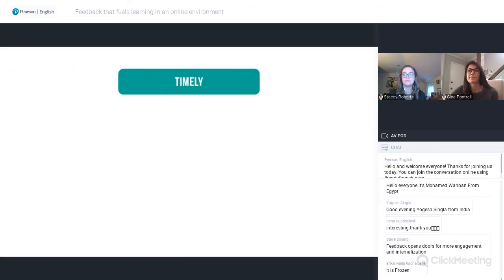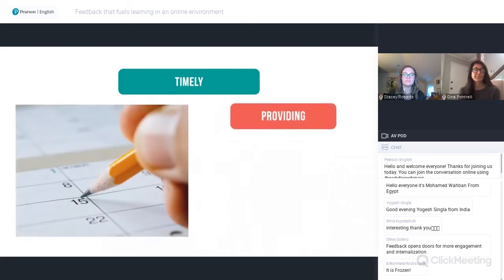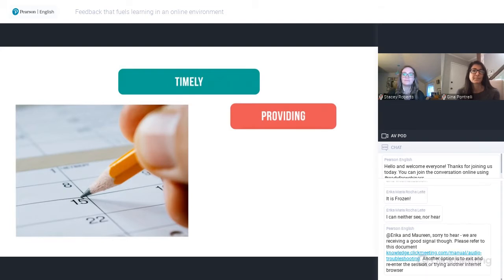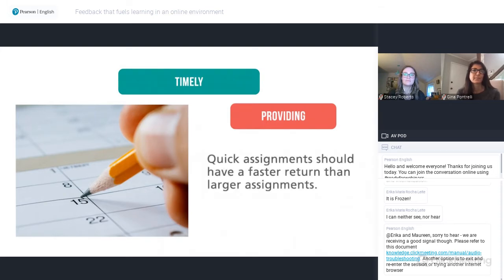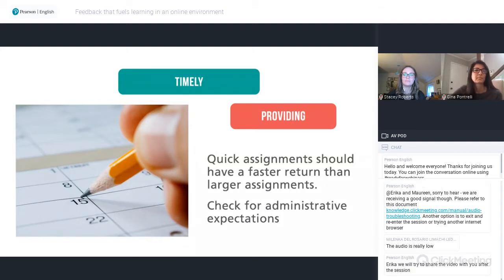Next, good feedback needs to be timely, both in when you provide the feedback and in the time you allow students to process it. When providing feedback, be mindful of your turnaround time. To keep the process moving forward, students need the feedback in a timely manner. The nature of the assignment will impact the timeliness of the feedback. Quick assignments should have a faster return than larger assignments, such as portfolios and research projects. Check with your school's administration, as oftentimes there are guidelines on the turnaround time teachers are expected to return assignments.